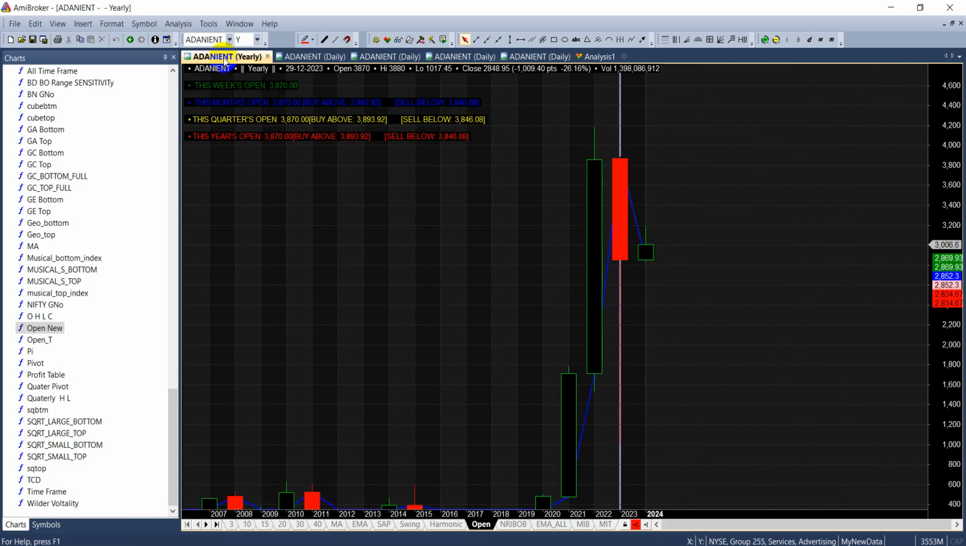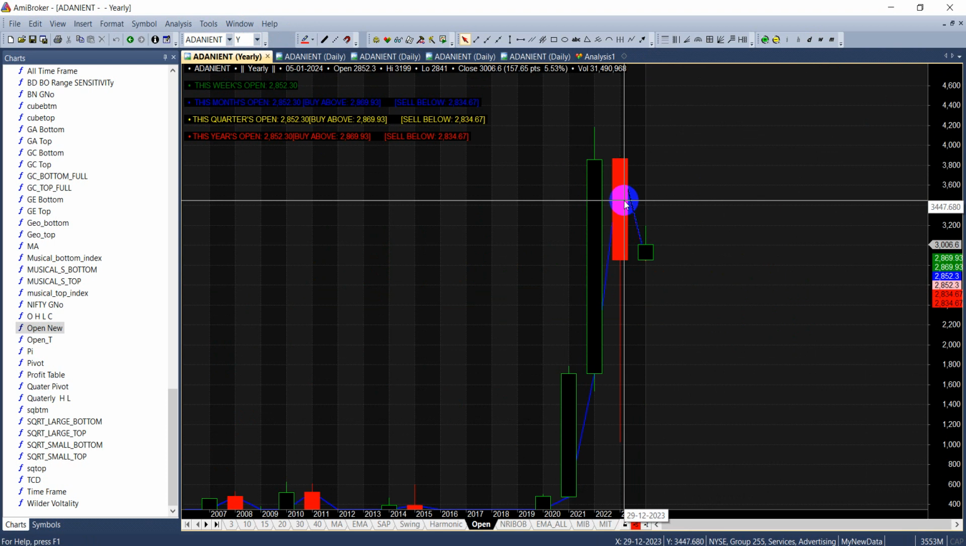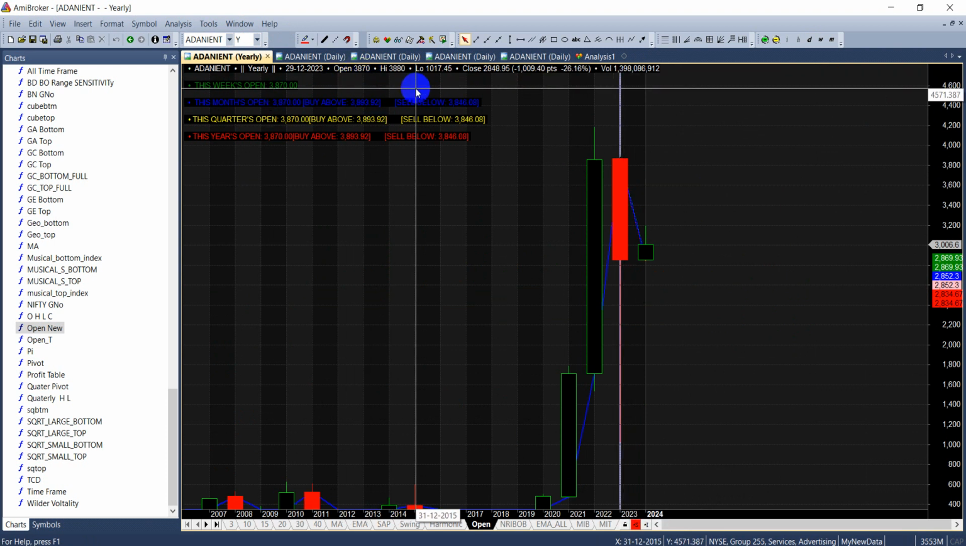I'll go here and let's open Adani's chart. So the opening price, see here, you can see open and high was also the same. Open-high is always bearish.